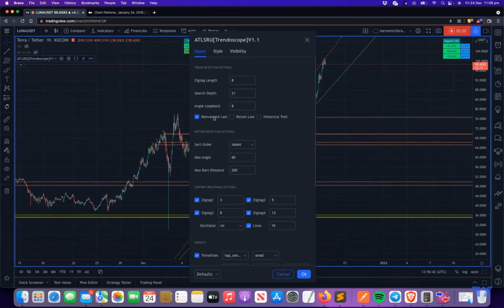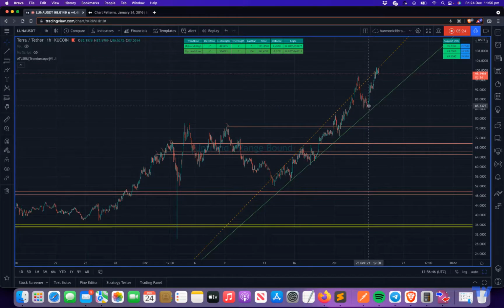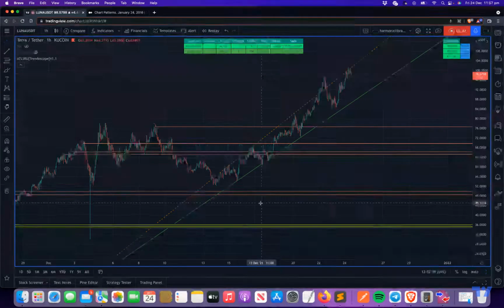And then reevaluate last. This is nothing but, when you are creating a trend line here, for example, when a new pivot is formed, it has to form a trend line. It just says to re-evaluate the last trend line which is already there, rescore it again, and then compare it with the trend line which we have. So if you uncheck that option, it still considers the last trend line which is there, but it will not try to reevaluate the score.